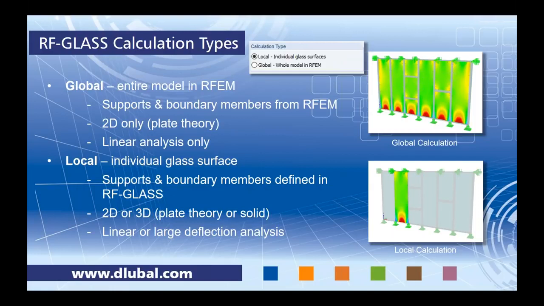Now for local, we also have the ability to run either a 2D or 3D, plate theory or solid. And so that further allows us to run a linear or large deflection analysis. So this will be our second example today, utilizing the local calculation.